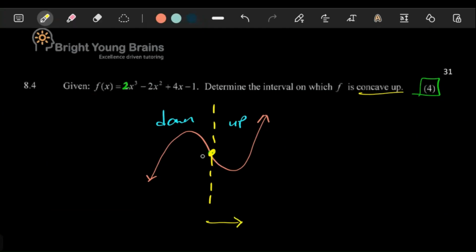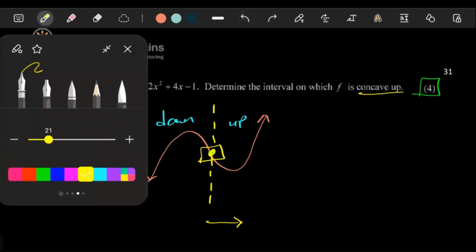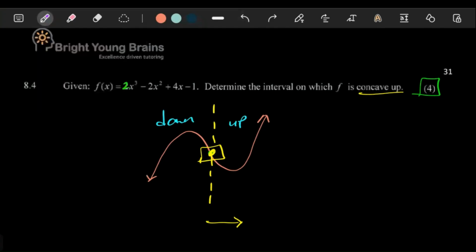So you need to find out what this x value is. And finding out this x value, it's the x value of the point of inflection. So to get the x value of the point of inflection, you have to differentiate twice. And then you have to make your equation equal to 0. So moving on, let's see here.